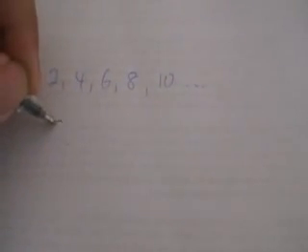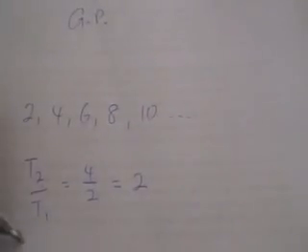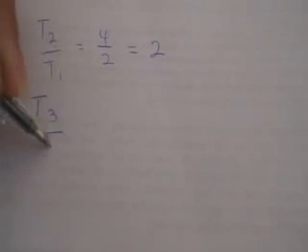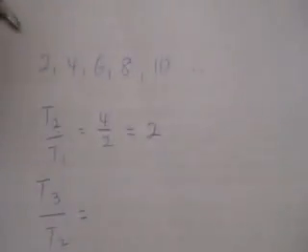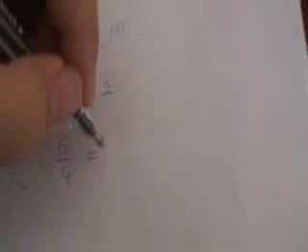So let's try. For example, I take term 2 divided by term 1. Okay, so I have 4 divided by 2. That gives me 2. Okay, and I take term 3 divided by term 2. That will give me 6 divided by 4, and that gives me 1.5.